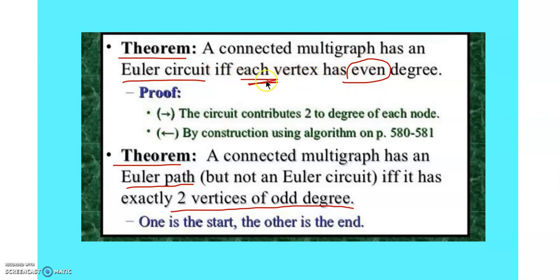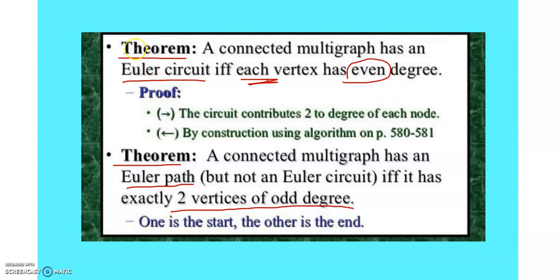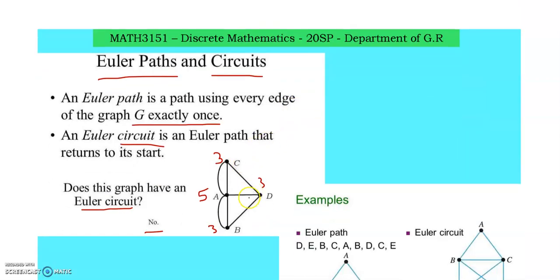If each vertex has even degree, then we can say that graph has an Euler circuit. Now you see here, what is the degree? 1, 2, 3. Here 3, here 2, 3, here 1, 2, 3, 4, 5. So there is no chance to get an Euler circuit, because if you have an Euler circuit in a graph, then each vertex has even degree, but here all are odd degree.